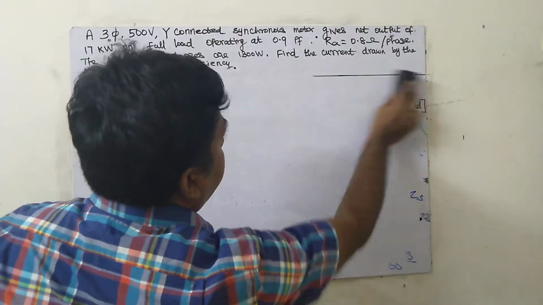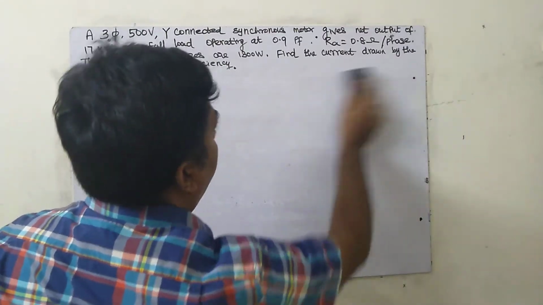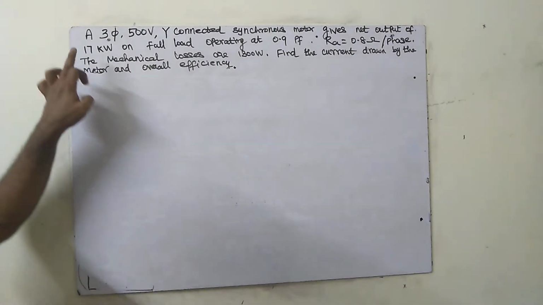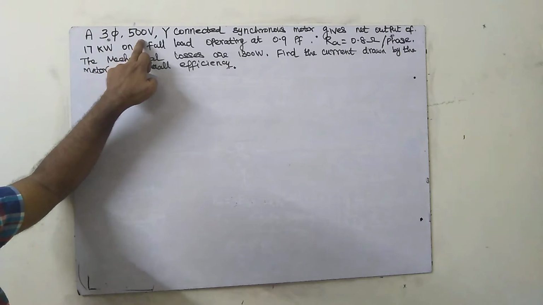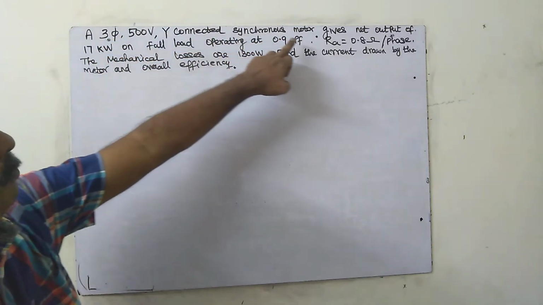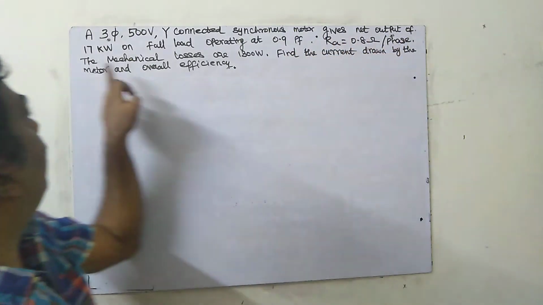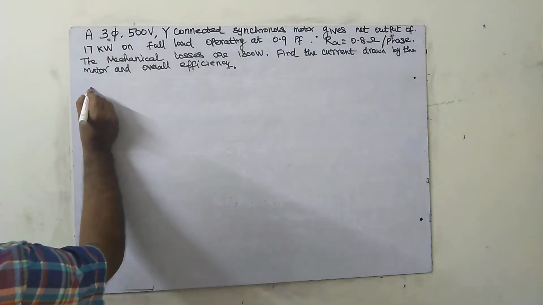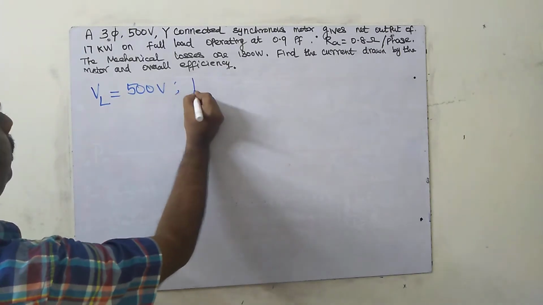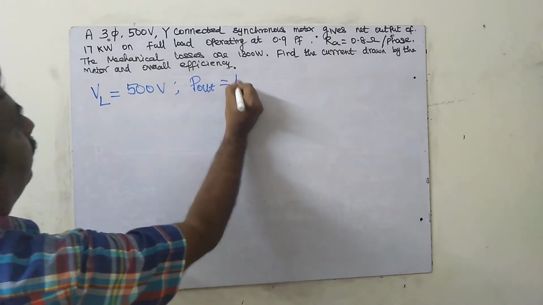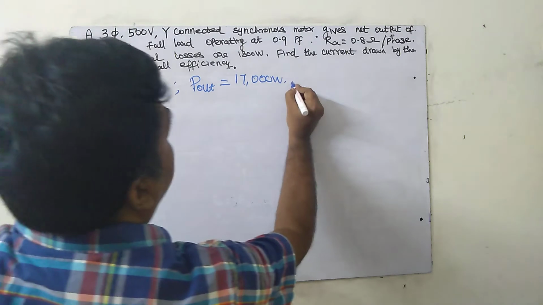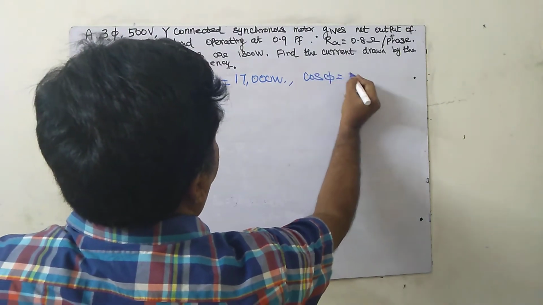So what is the problem? A synchronous motor problem from the power flow diagram. Already we have seen many problems on the power flow diagram in the induction motor. A 3-phase 500 volt, is this 500 a line value or phase value? It will be the line value only. A star connected synchronous motor gives a net output power of 17 kilowatts. So V line equals 500 volt and P out, the useful output power, equals 17,000 watts. It operates at full load at power factor, cos phi, given as 0.9.